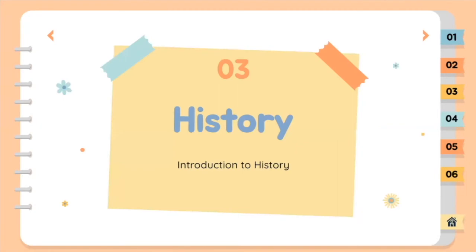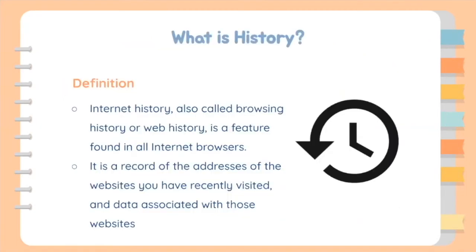So now I'm going to go over history. So what is history? Internet history, also known as browsing history or web history, is a feature found in all internet browsers. It is a record of the addresses of the websites you have recently visited and data associated with those websites.